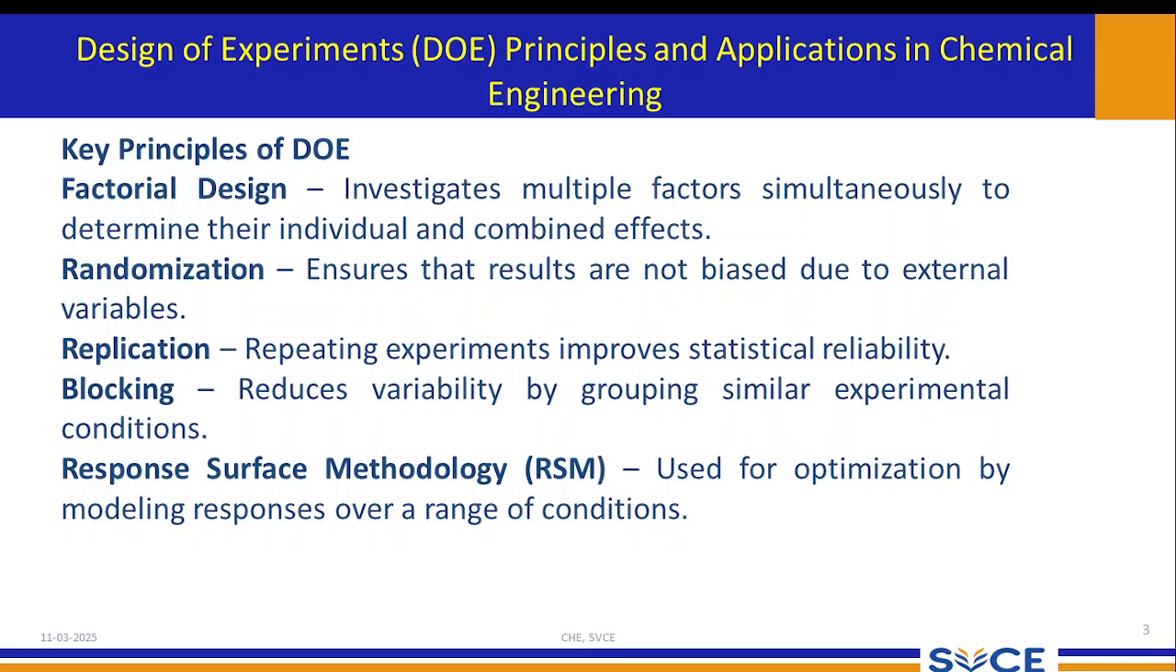Okay, so in that condition, reduce variability by grouping a similar experimental condition. So then we need to go for blocking techniques. These five experimental principles may be combined together or may not be combined together. For optimization, mostly the factorial design and response surface methodology will be combined. So you should understand these principles of design of experiments.